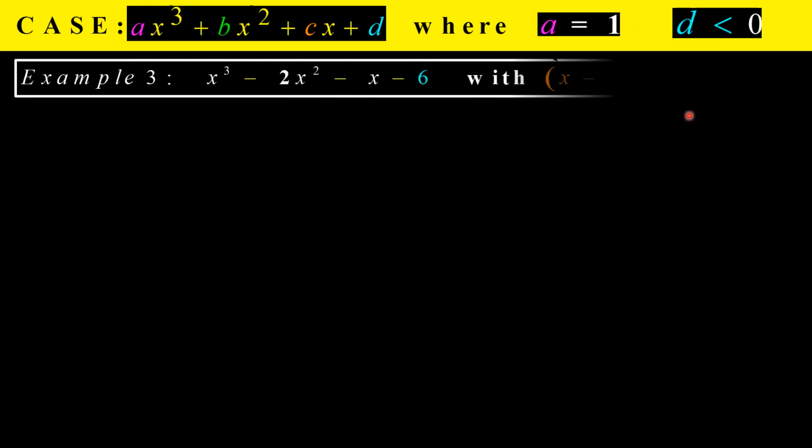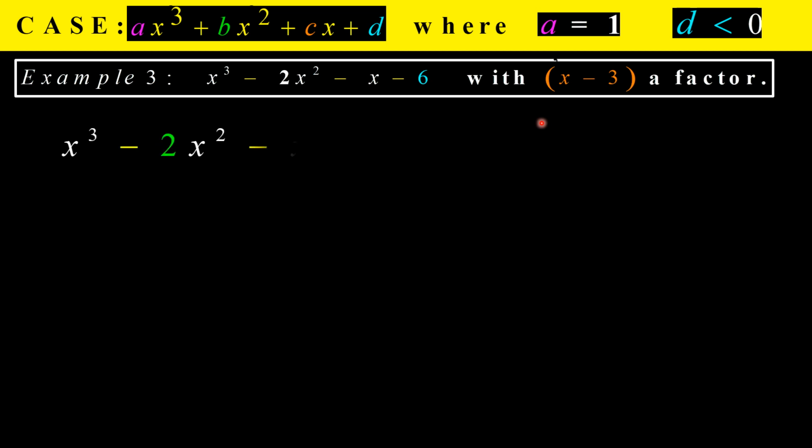Now let's look at the third example. In this third example, I'm still going to have my leading coefficient being 1. In other words, that's going to be a 1. But I'm taking a negative d value, a negative constant. You can see I've got a negative 6 there, and I'm also choosing a negative factor here. So there's my expression.